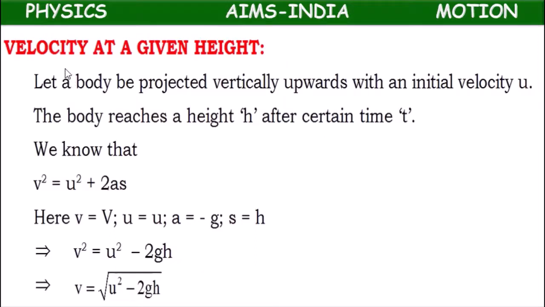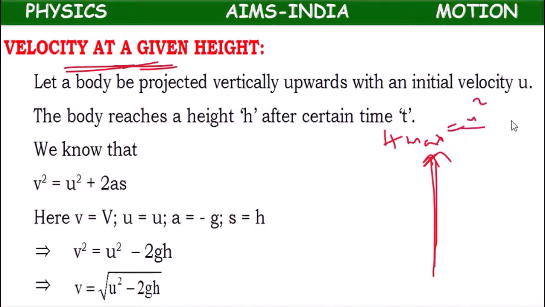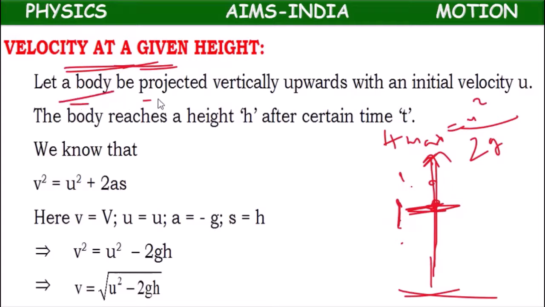Next step: velocity at a given height. We have projected the body and it is going somewhere. Maximum height we know, H max equal to u square by 2g. But we want to find the height at a certain point. At this point, how much? Or at this point, how much? If we have to find the time at a certain height, at a certain point, then what is the procedure? Let a body be projected vertically upwards with an initial velocity u.